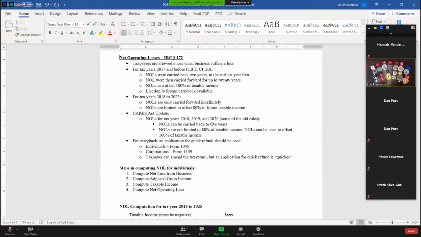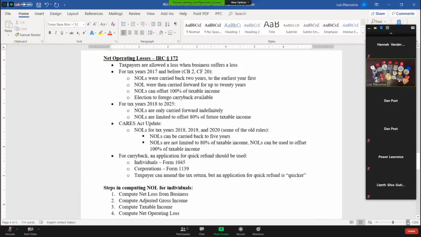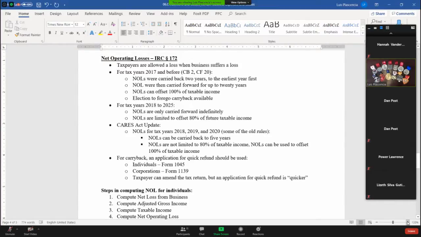Now it all depends, and it may be confusing the way I set it up, and it may not be consistent with your textbook. A textbook has slightly different rules, and the reason for that is because tax laws change. But I'm going to tell you what the book has first. For tax years 2017 and before, the carryback, meaning they can carry back the loss 2 years, carry forward up to 20 years. So you carry back 2 years to the earliest year first, and then if you have anything left over, you carry it forward for up to 20 years.